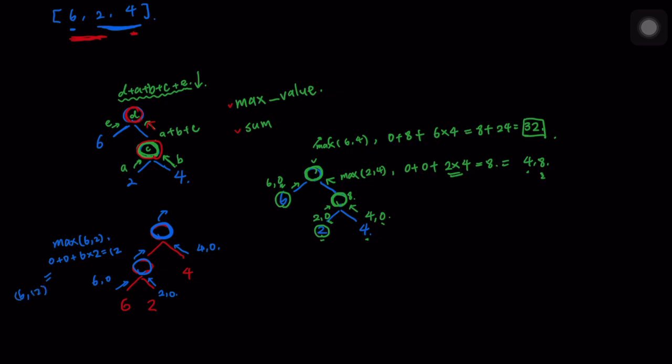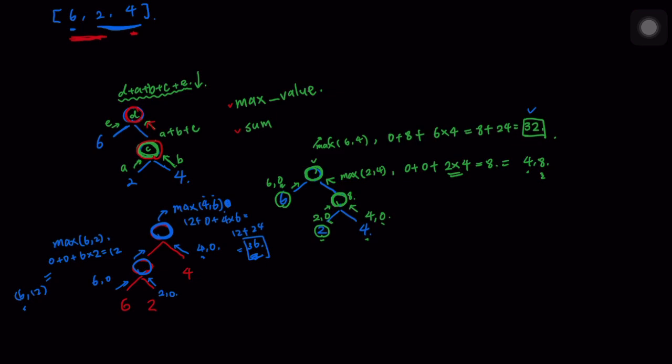So in the calculation, it will have a maximum value from 4 and 6, and the sum is the sum of its children, 12 and 0, plus the value itself, which is 4 times 6. 32 is smaller, so 32 is our answer.